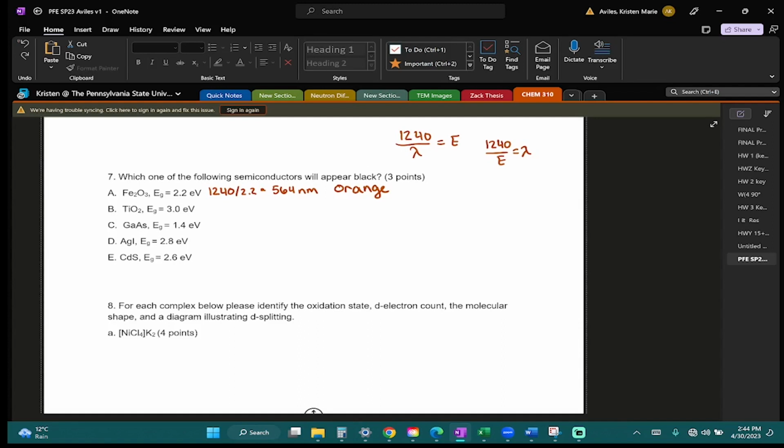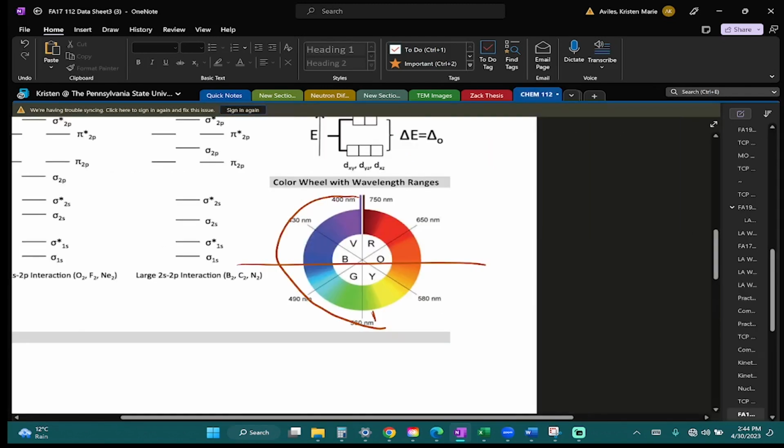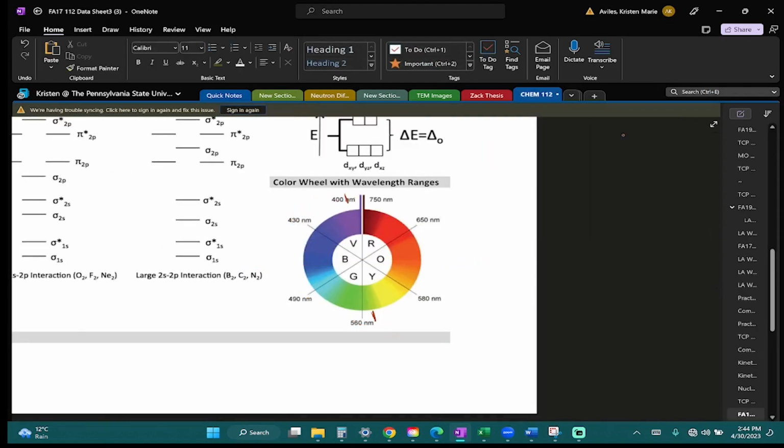So the next one is titanium dioxide. This would be 3 volts, and this gives us 413 nanometers. So if I go back to my color wheel, 413 is really low. It's actually in the UV region. This doesn't show it right because this doesn't have the full length on it. So 413 is one of the ones that we consider white. I think a yellow answer would also be okay, but white is the true color of titanium dioxide, and that's because it doesn't absorb visible light.